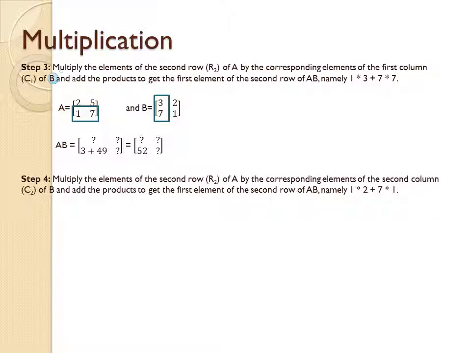Step 4. Multiply the elements of the second row of A by the corresponding elements of the second column of B and add the products to get the second element of the second row of AB. So how? A and B again we have taken. I am taking the second row of the first matrix and the second column of the second matrix. So now the product becomes 1 into 2 plus 7 into 1. That means 2 plus 7, that becomes 9. So this is the way all four elements are calculated and the multiplication is done.